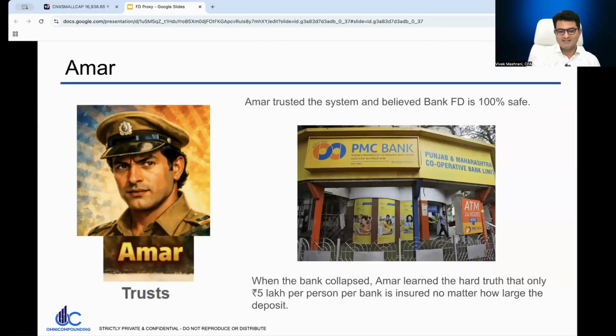Amar put all his money into a cooperative bank, thinking an FD is safe, and that bank unfortunately collapsed, and he learned the hard way. He thought banks are insured, but he got only 5 lakh rupees as insurance. How many of you know that the maximum insurance limit in a bank is 5 lakhs? Tomorrow, if the bank defaults, like Yes Bank, which was taken over by SBI, the maximum insurance we get is 5 lakh.